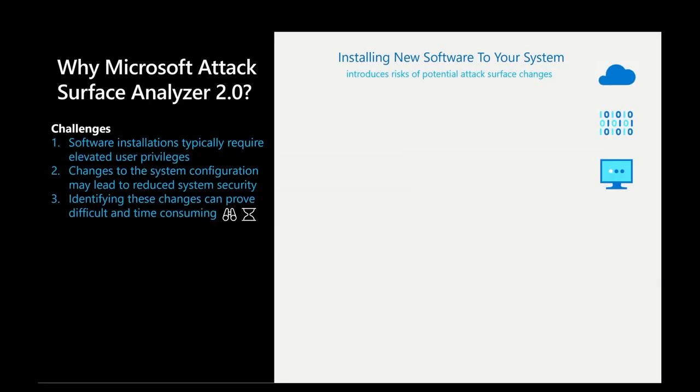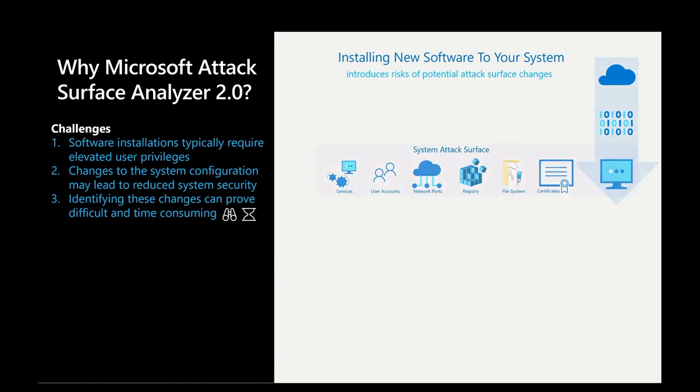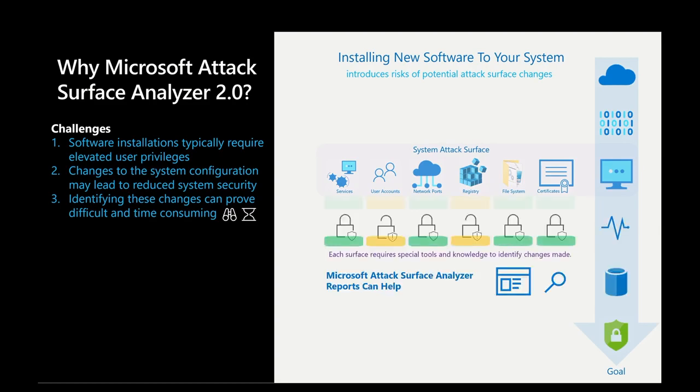The core feature of Attack Surface Analyzer, or ASA, is the ability to diff key elements of an operating system's security configuration. Most software installations require elevated privileges that could lead to unintended system vulnerabilities. Attack Surface Analyzer 2.0 can collect several vital data elements for detecting changes to the file system, user accounts, system services, network ports, certificates, and Windows registry, with more on the way. When it comes to maintaining system security, knowing what changes are being introduced by new software is key.